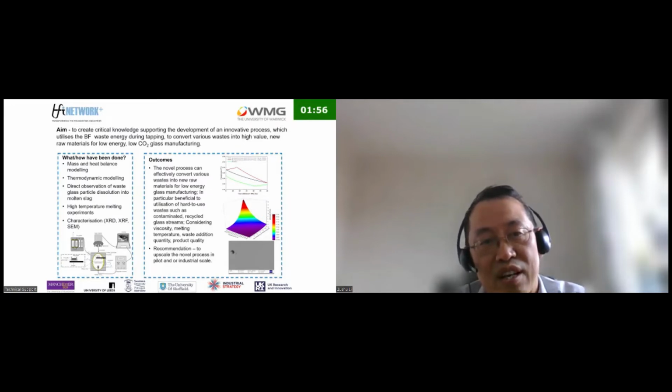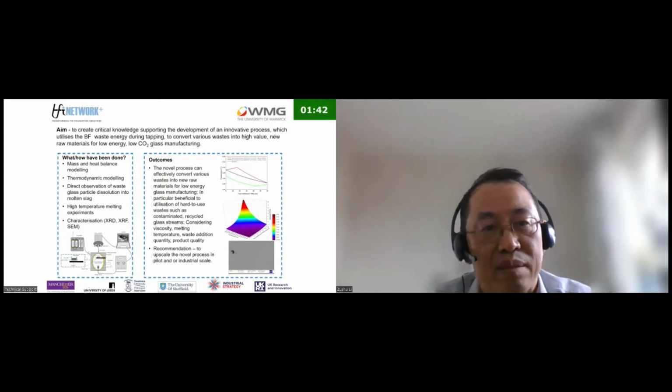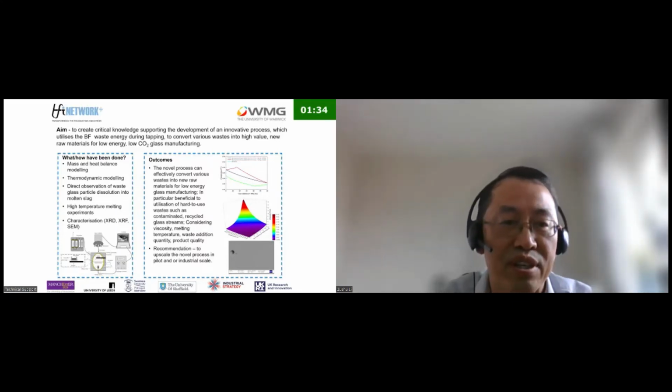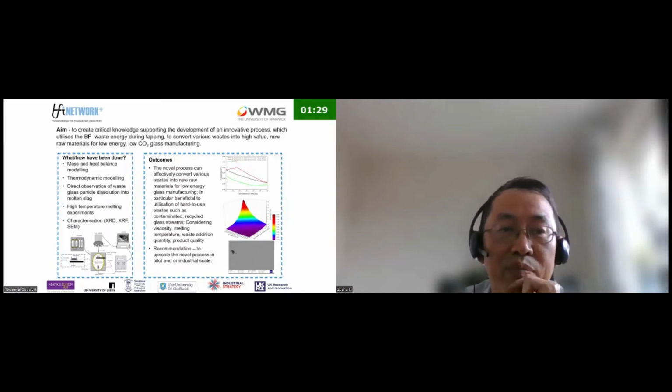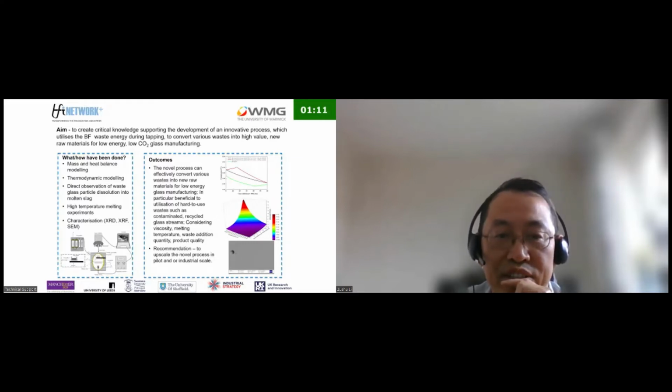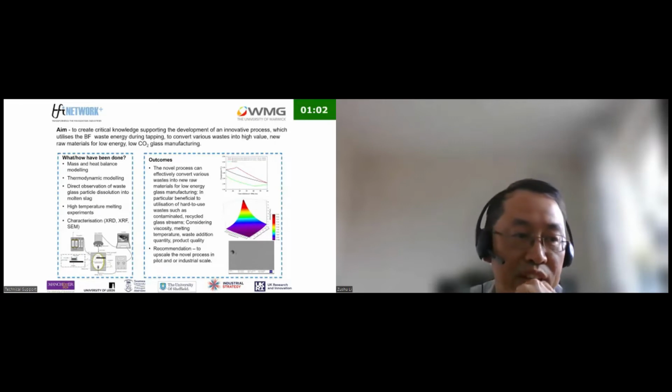So what we have done since this feasibility project, we have done mass and heat balance modeling and thermodynamic modeling. We calculated the amount of waste that can be taken by the process, and then the impact of those kinds of waste on the operation parameters, such as temperature and viscosity. And we also observed the dissolution of those industry wastes into the molten blast furnace slag. And we have done various melting trials using the waste, and characterized the waste using advanced characterization technologies. So the outcome of this feasibility study, we proved that an innovative idea from the beginning can effectively convert the industry waste to raw materials for glass manufacturing.